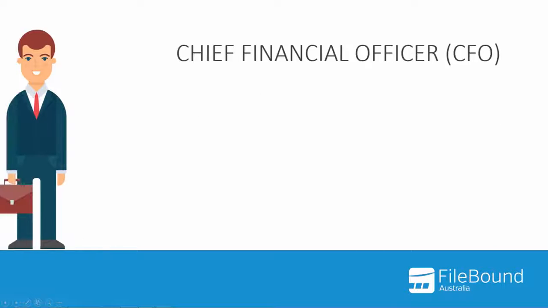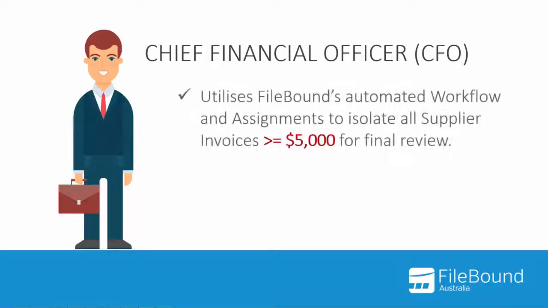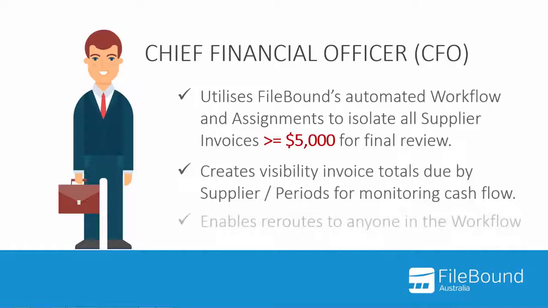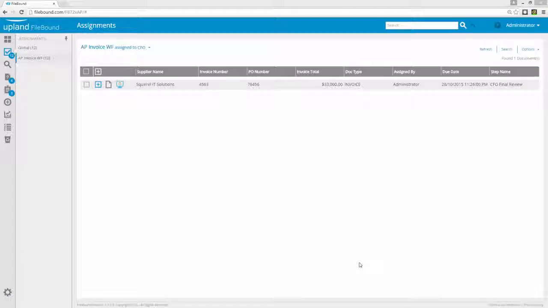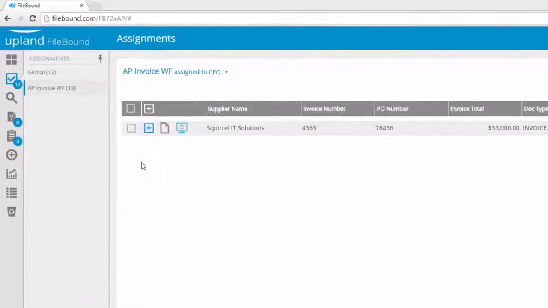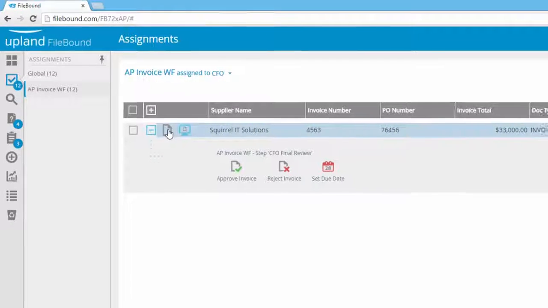Bringing in the CFO as the last person in our demonstration, he's going to utilize the power of the FileBound workflows to isolate only those invoices that meet a defined business rule. That means he's really only interested in invoices that are greater than $5,000. Checking our assignments queue as a CFO, we can see that we've got a Squirrel IT Solutions invoice for $33,000. This needs to be opened up, reviewed by the CFO, and then approved.